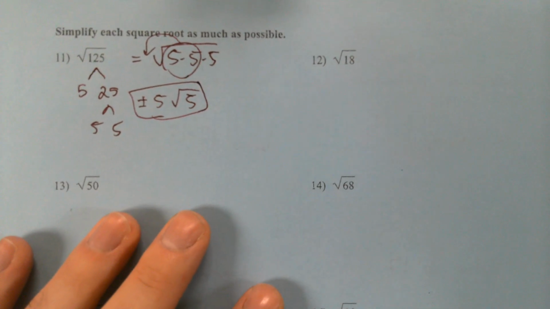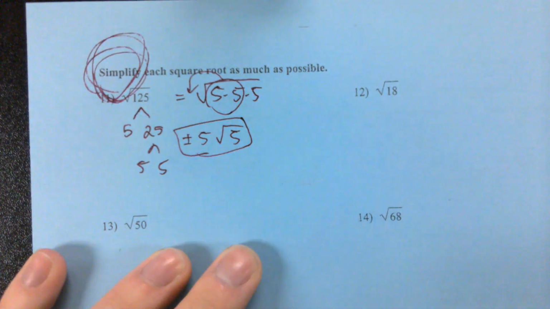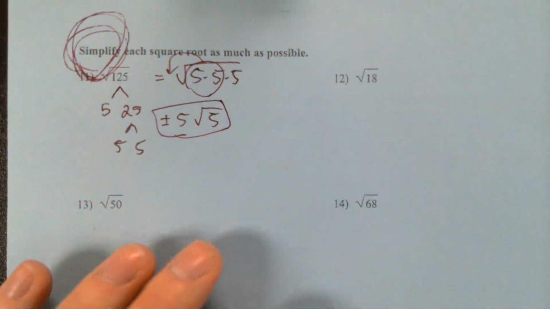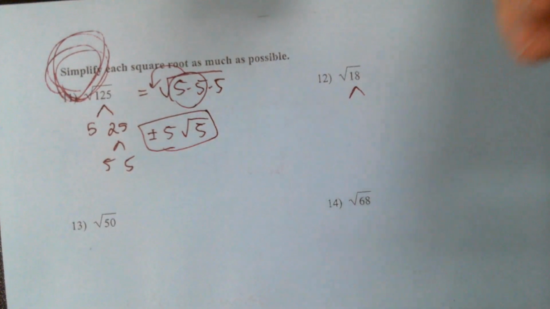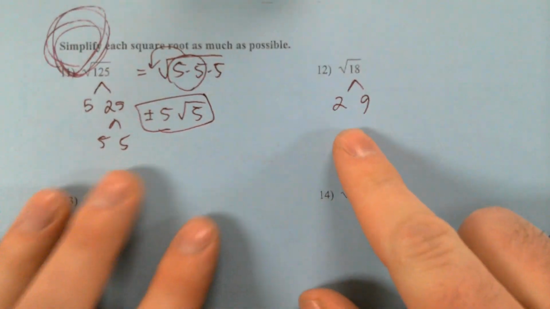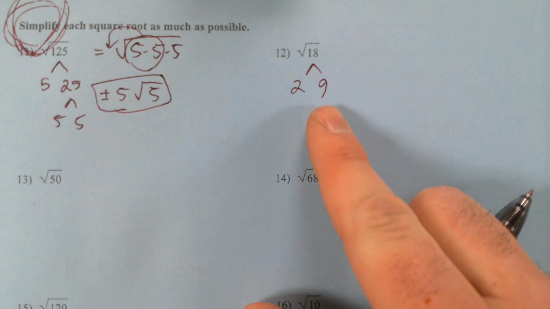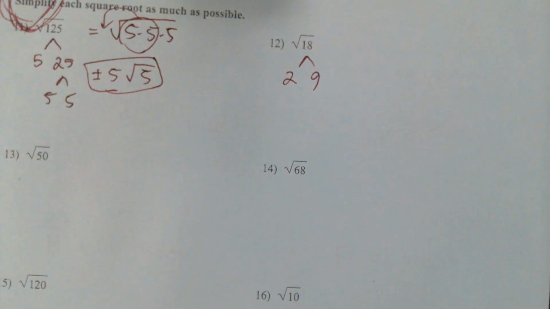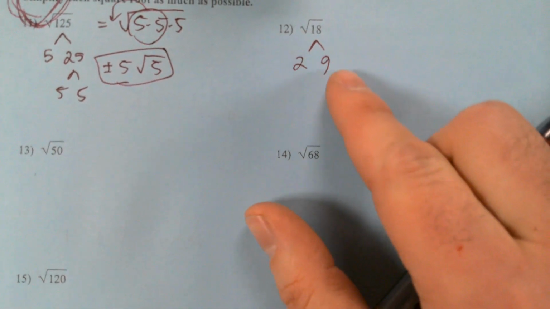Now we got the square root of 18. Again, when we are simplifying, we need to break this down. So what two numbers multiply to give me 18? 2 and 9. Perfect. And look at that. 9 is that special type of number that we call a what square? A perfect square. Exactly. 9 is a perfect square.